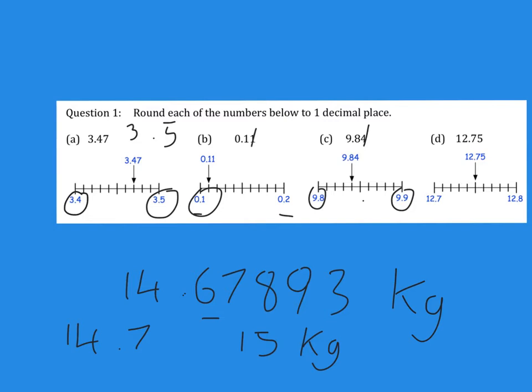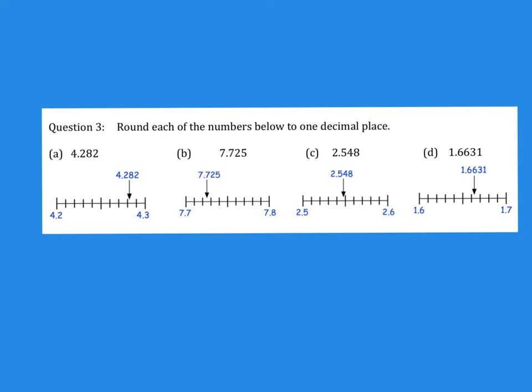So 12.75, is it 12.7 or is it 12.8? Okay, so you can clearly see this one here is right in the middle. So if it's 5 or above, you go up, so you round it up and it becomes 12.8. Okay, so the examples contained in this slide are more difficult than the previous examples because they not only focus on tenths and hundredths, they go right the way to hundreds of thousands, okay? Not all of them, but some of them.